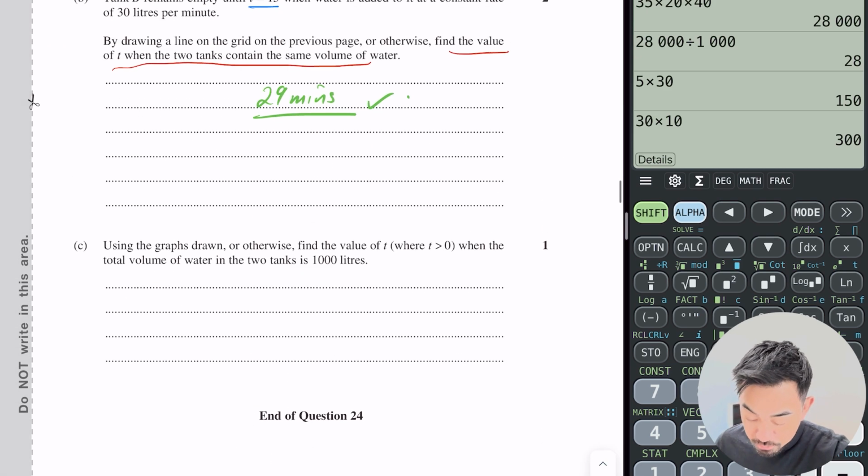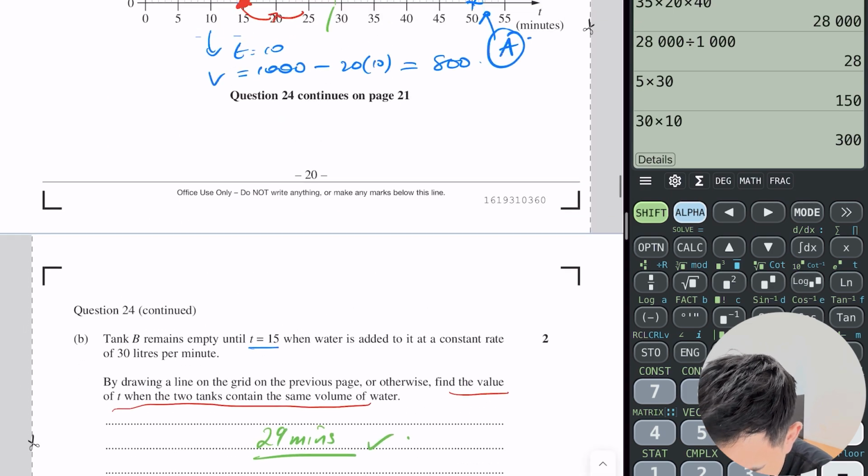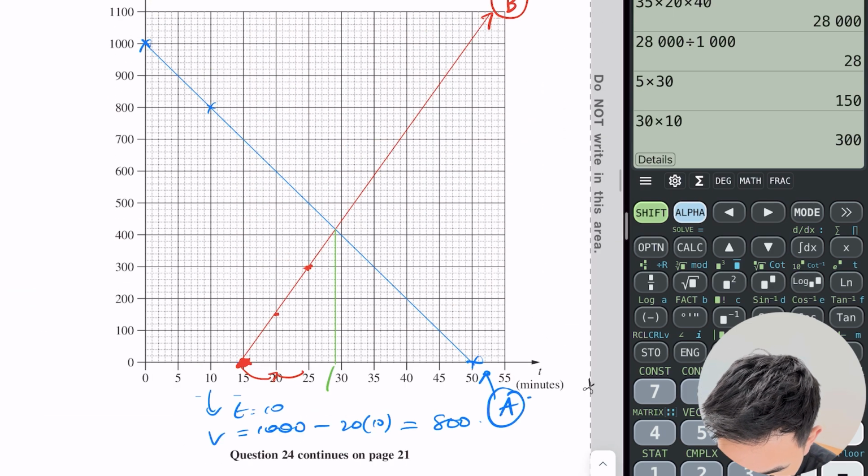All right, using the graph drawn or otherwise, find the value of T when the total volume of water in the 2 tanks is 1,000 liters. All right, so here we go. I need to find when these two all together make up 1,000. So it won't be here, right? Because that's 900 plus nothing. Okay, so what about here? 700 plus nothing, so no.